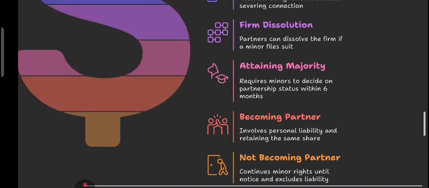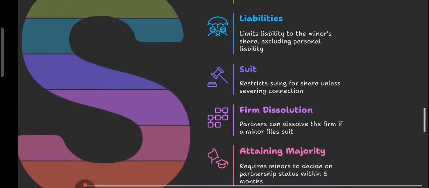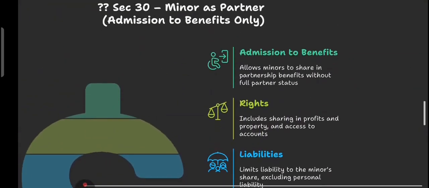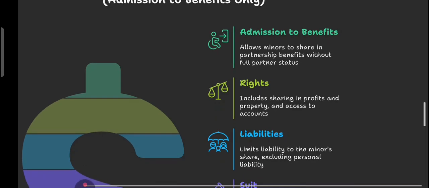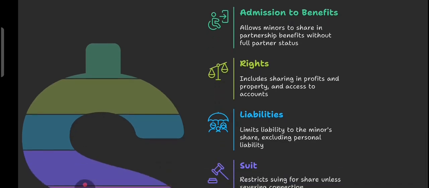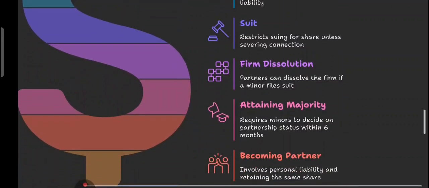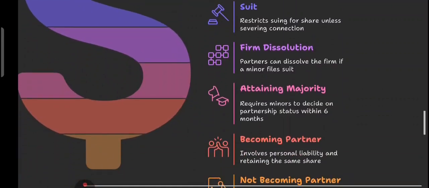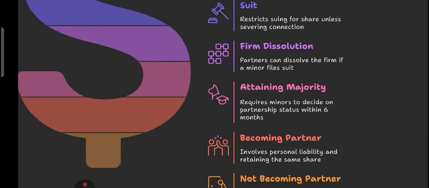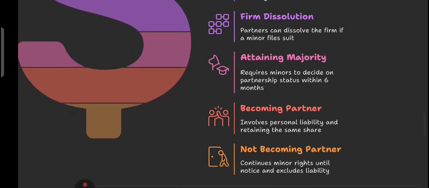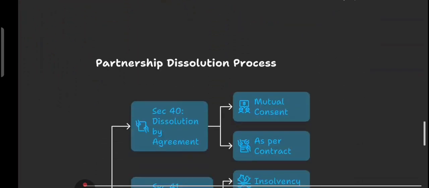So what is the main thing that we learned from this discussion is that, right, the main thing is that admission to benefit, they can admit to the benefit without full partner status. They have the right, they include sharing their profit, property and access to the account. Liability they have, but suit they cannot do, right. Firm dissolution, so other partner can dissolve the firm, no issue. And once they attain majority, they have to declare within 6 months whether they want to be full partner or not. And 2 conditions I told you.